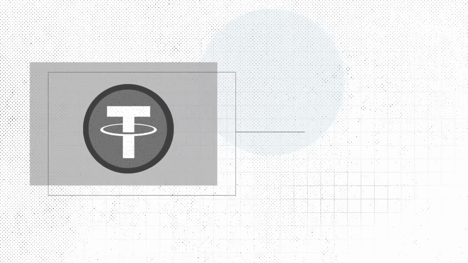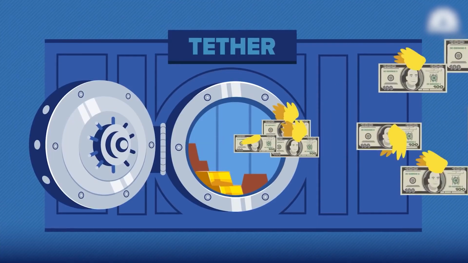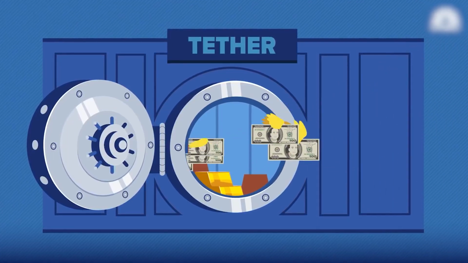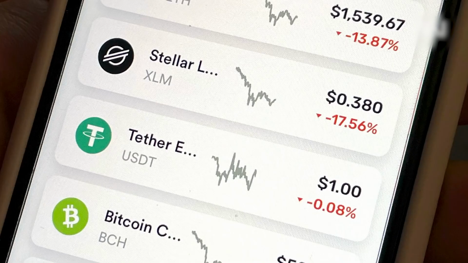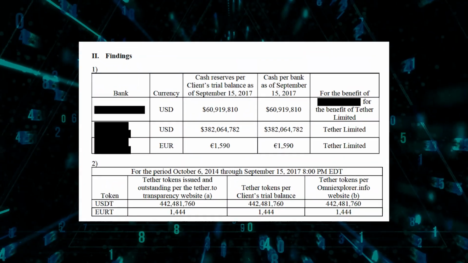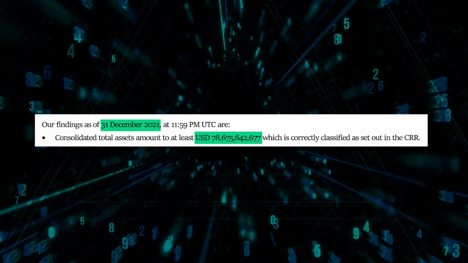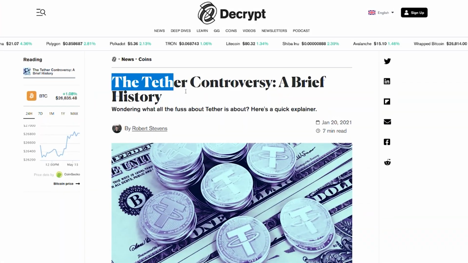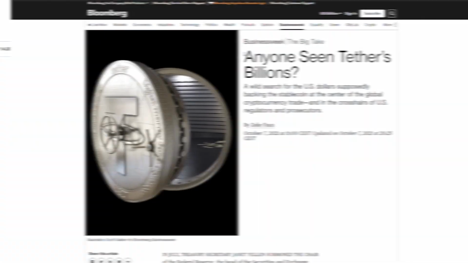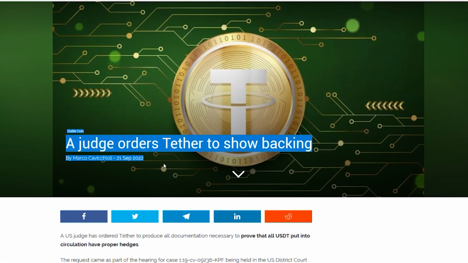Initially, Tether was primarily backed by the US dollar on a one-to-one basis. This meant that for every Tether token issued, there was supposed to be an equivalent amount of US dollars held in reserve. However, over time, Tether's backing has evolved to include a combination of assets beyond just the US dollar. This diversified backing is meant to provide additional stability and liquidity to Tether's ecosystem. It's important to note that the exact composition and allocation of these assets have not always been transparent, leading to some controversies and concerns among regulators and the crypto community.